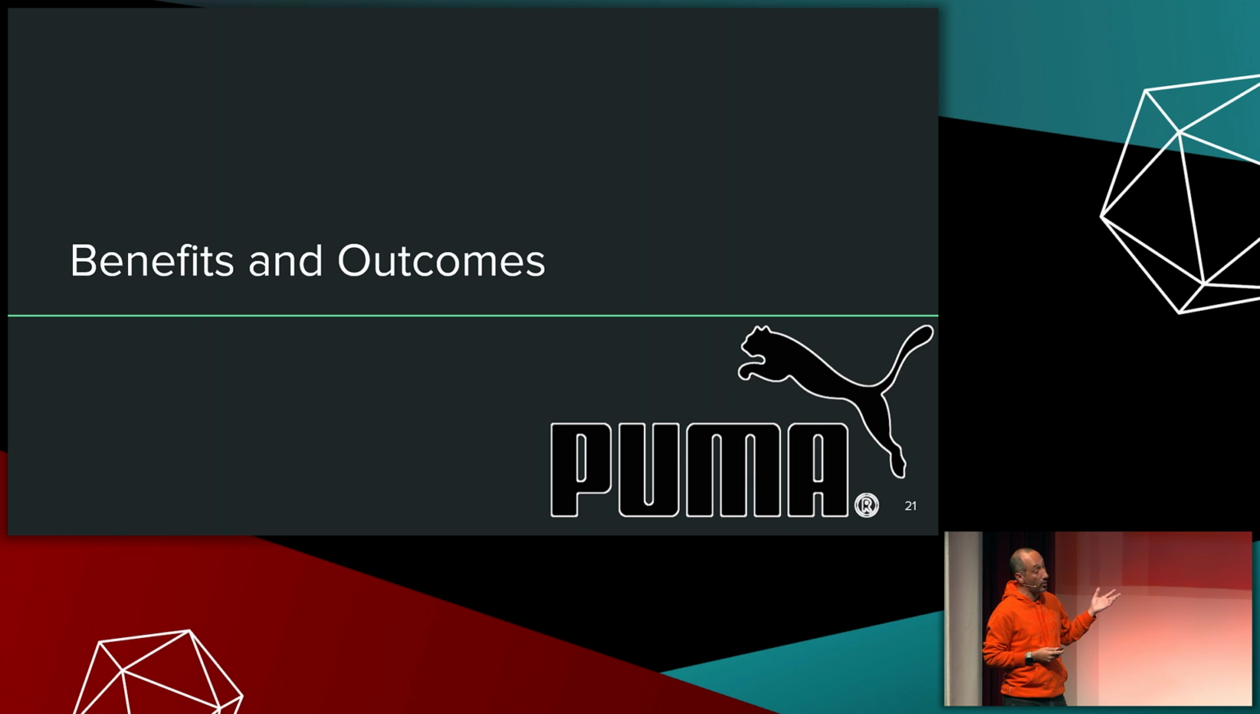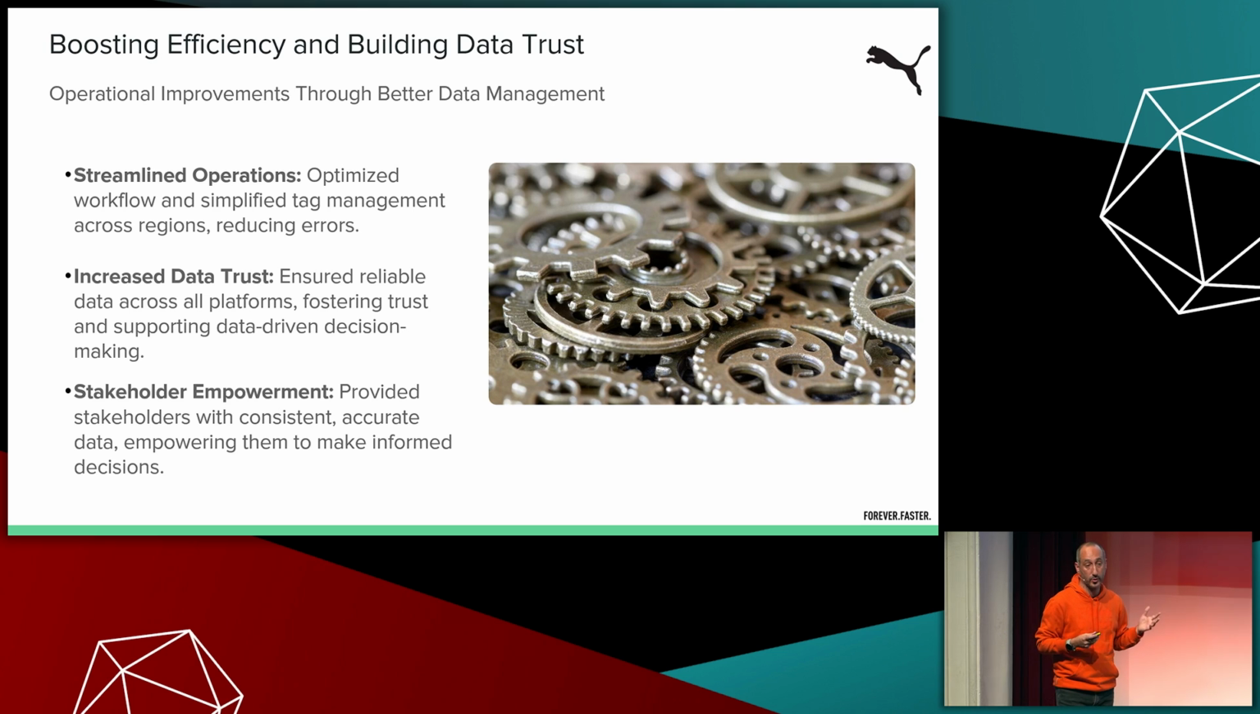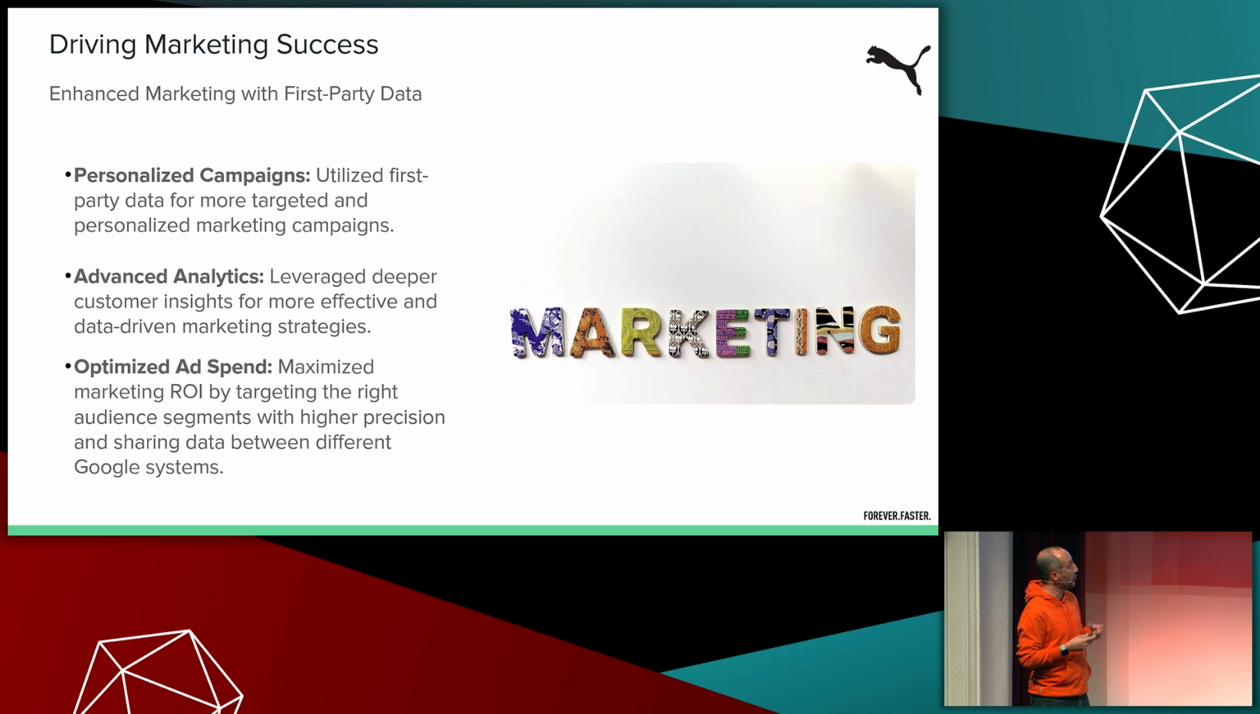So now I will go and explain what we achieved after doing these implementations, and what the outcomes were. So obviously, we streamlined all of the operations, and then we simplified the management and reduced the errors. We ensured reliable data, and stakeholders were also empowered to do whatever they want, with the trust that they could give us. On the marketing side, we could use personalized campaigns using first-party data.